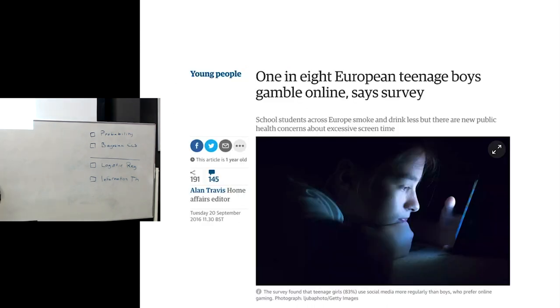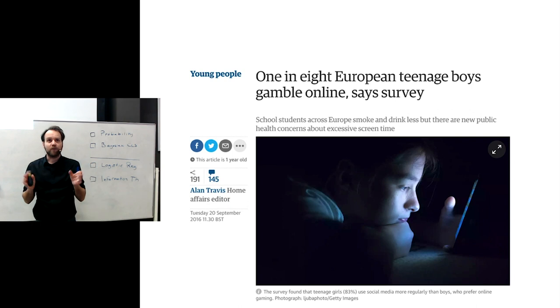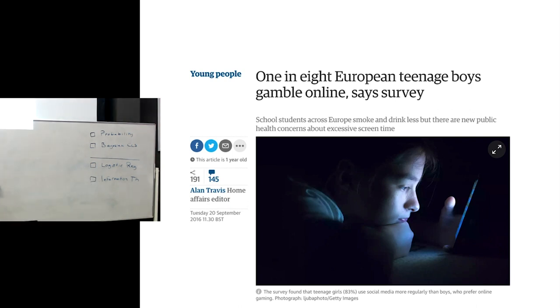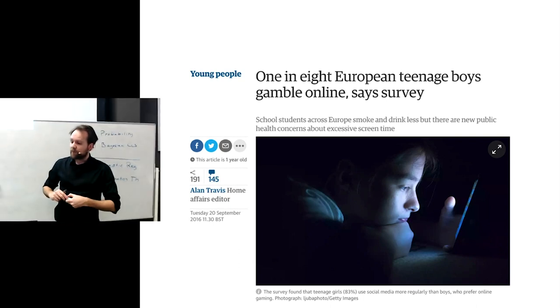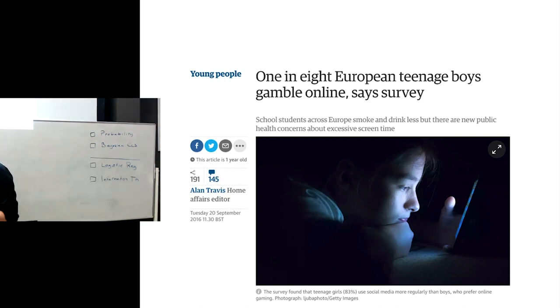Let's dive right in with the definition of probability. What does the word probability mean? Seems like a good place to start. So as an illustrative example, let's say you read The Guardian and you read this article: 1 in 8 European teenage boys gamble online. And let's say you have children, so you say to your partner, hey, that means that the probability that our son is gambling online is 12.5%.